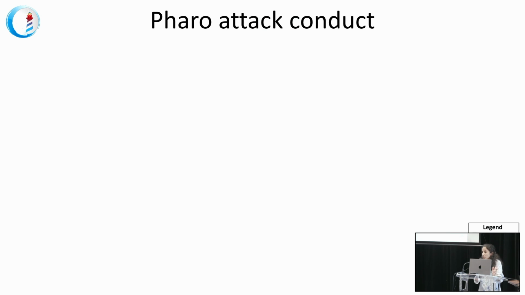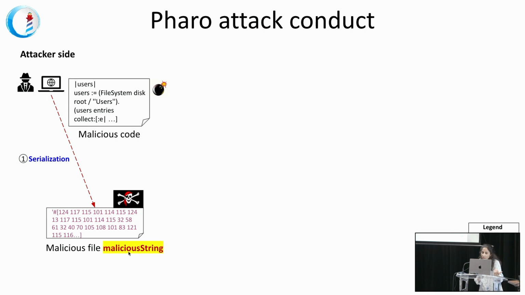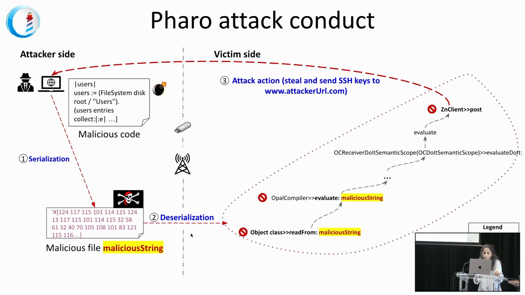Now that we have constructed our attack, we would like to show you how the attack is happening. So here is the malicious string that we built. Once deserializing, what is important here is this call stack of the attack, which uses the method readFrom of the malicious string, and which will call the evaluate method to evaluate the content of this malicious string. There will be a lot of other method calls, and at the end we arrive at the call of the method post of the ZnClient that will send the stolen files to the attacker website. I take here an example of an existing website.